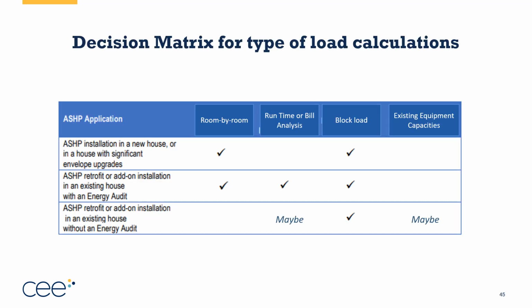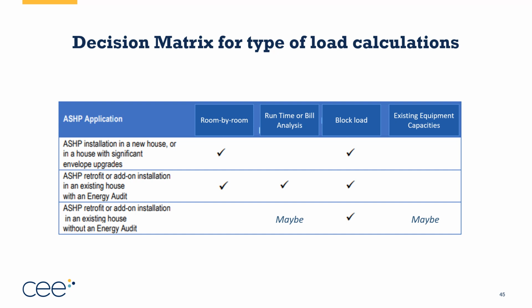By the way, when should we do room by room versus block load? I can look at it this way. If I'm doing a new house or a house with significant envelope upgrades, or if I've got a retrofit and I've done an energy audit, I can do a room by room for both of those scenarios.